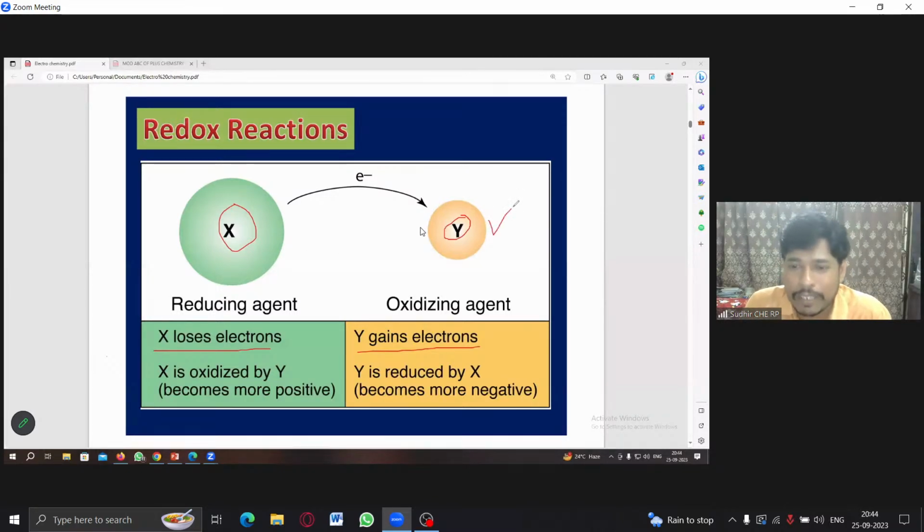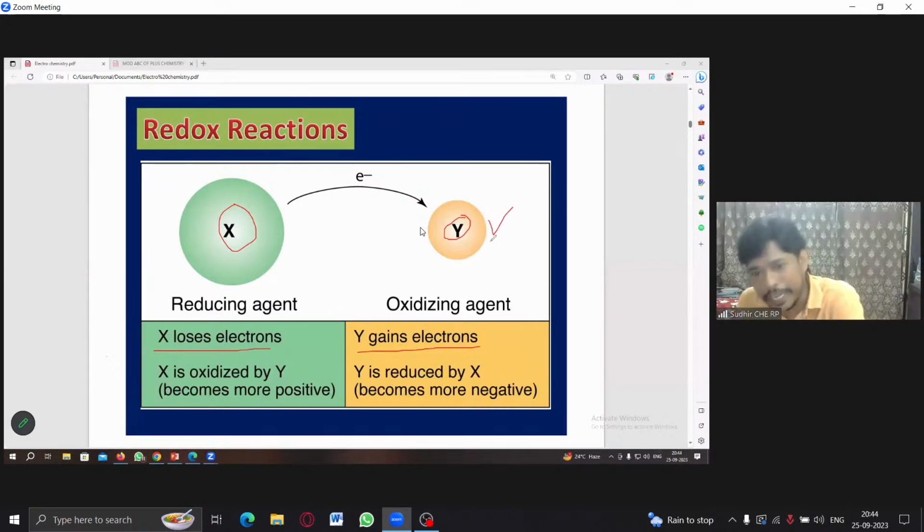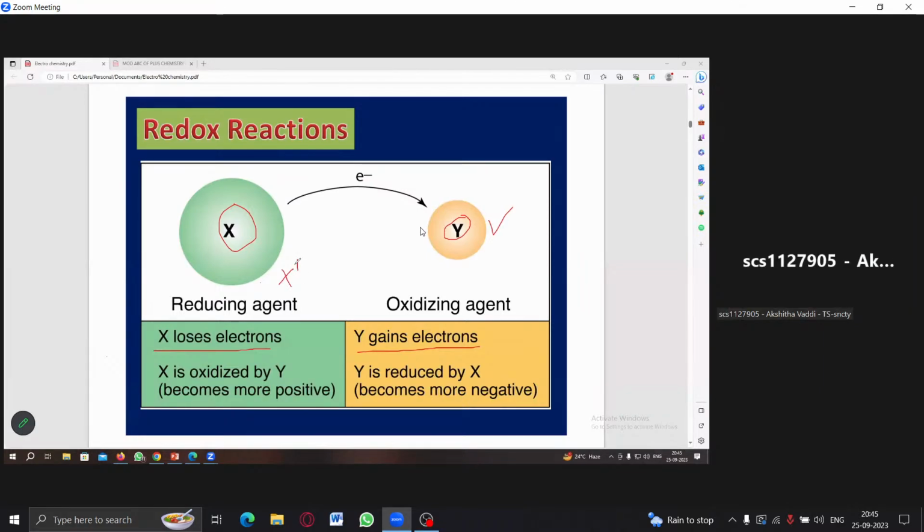And what about Y? Obviously, it is electronegative, because it is gaining electron from X. So in this process, X is losing electron and is electropositive, and Y is gaining electron, which is electronegative. Now, if X is losing this electron, how can X be converted? X is converted into X plus 1, and Y is converted into Y minus 1.